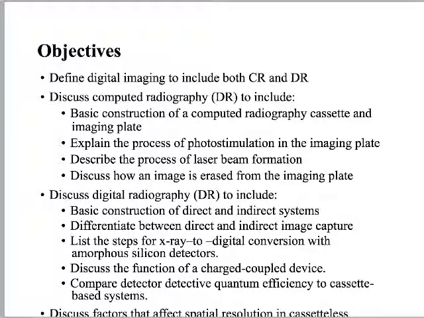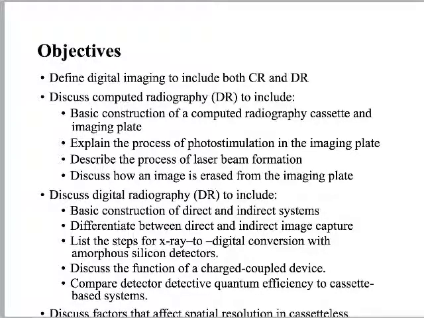So define digital imaging. It's the same thing. I've just re-expressed it better. Define digital imaging to include CR and DR, right? Just better worded. Discuss computer radiography, that should be CR, right? CR to include basic construction of the computer radiography cassette and an imaging plate, the process of photostimulation from the imaging plate, laser beam formation, and how the image is erased, right? So I've just kind of expanded that out from the previous objectives.